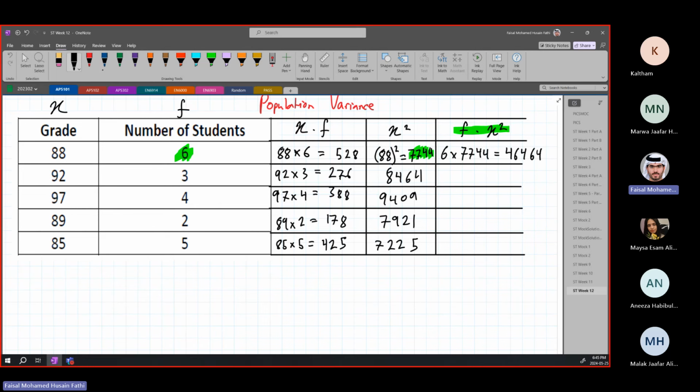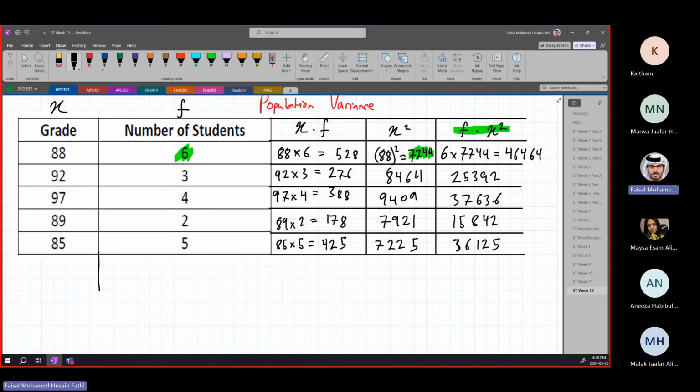The same thing you're going to apply for the rest. So you're going to be multiplying 3 by the squared value. So it is 25392, 37636, 15842, and the last value is 36125.